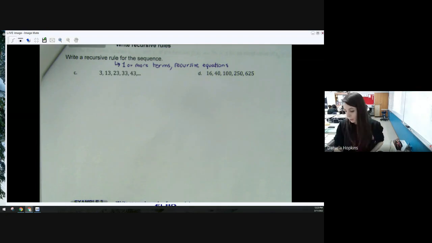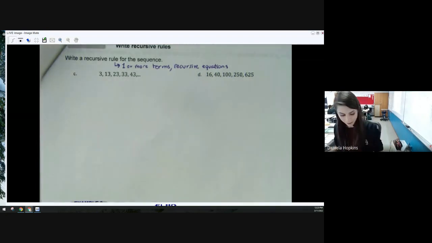So example 2, and this should be A, but it says C because of course. I wrote these this morning and I guess I wasn't checking myself.